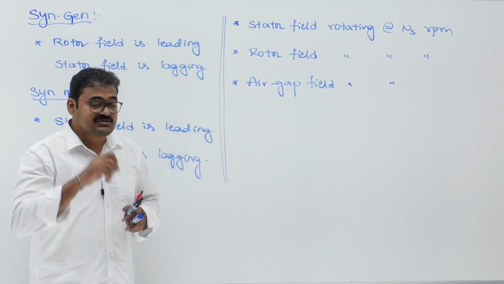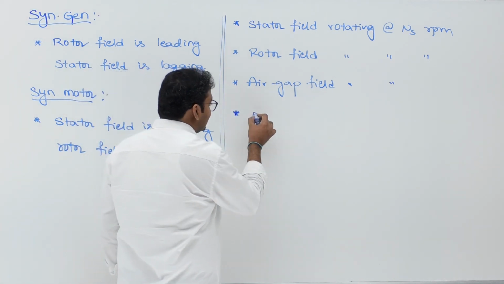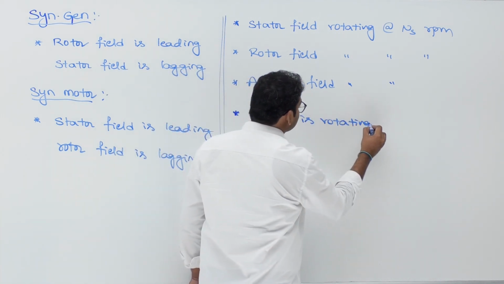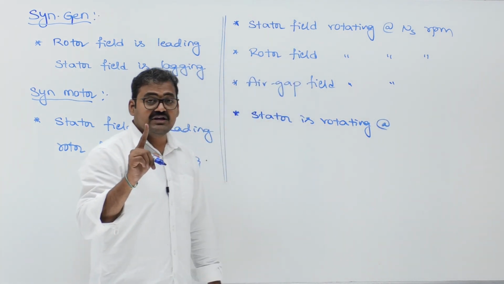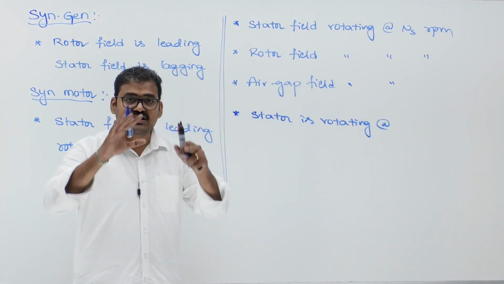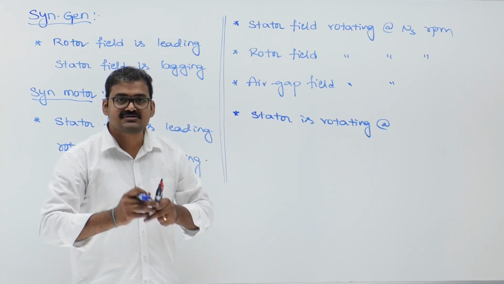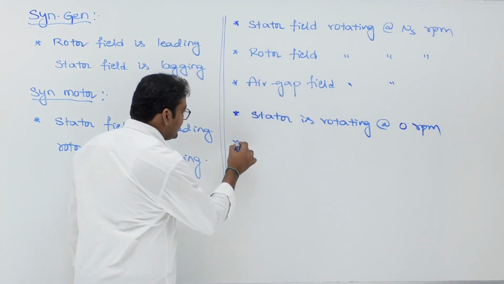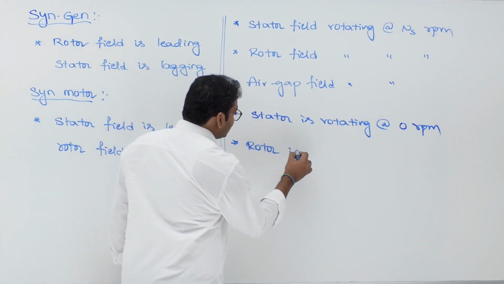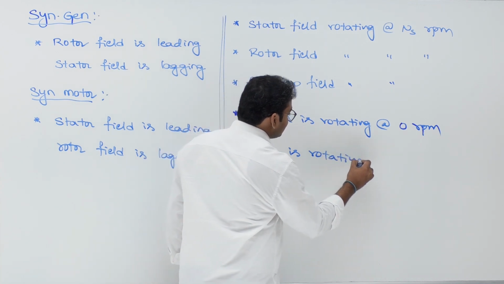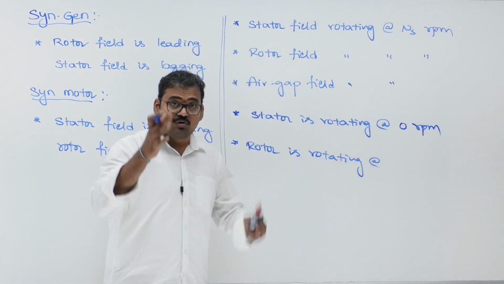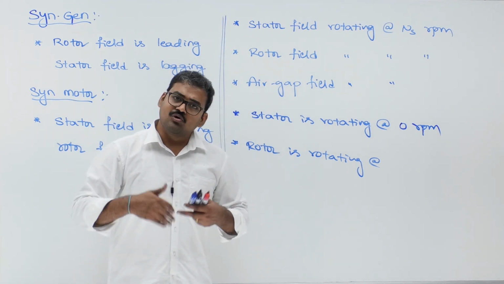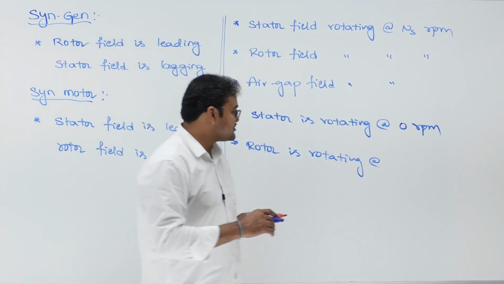Okay, next, what is the speed at which the stator is rotating? Stator means it is not the stator field. Stator means the stator core and stator conductors, and they are stationary. Am I right or not? Next, tell me what is the speed of the rotor? Rotor means rotor core and rotor winding. Is the rotor stationary or rotating? The rotor is also rotating at how much speed? Synchronous speed.